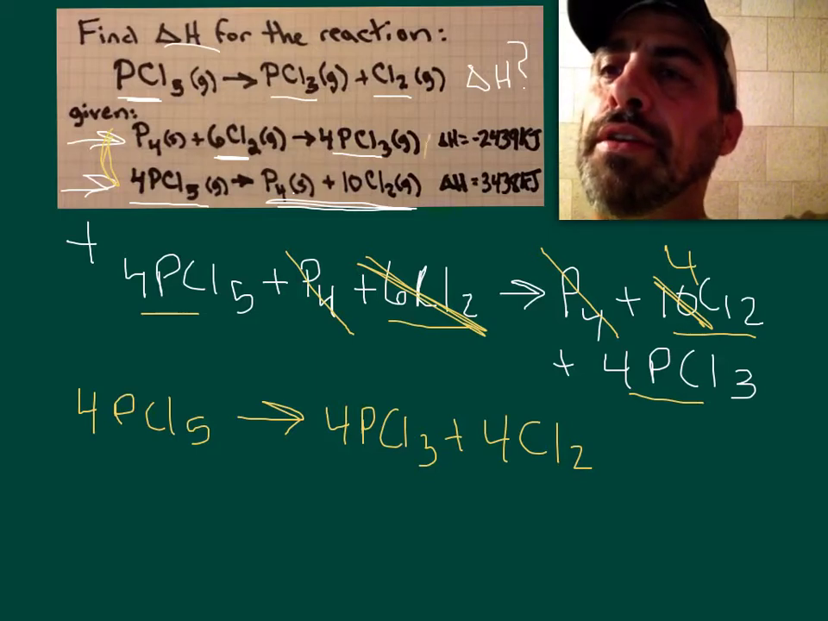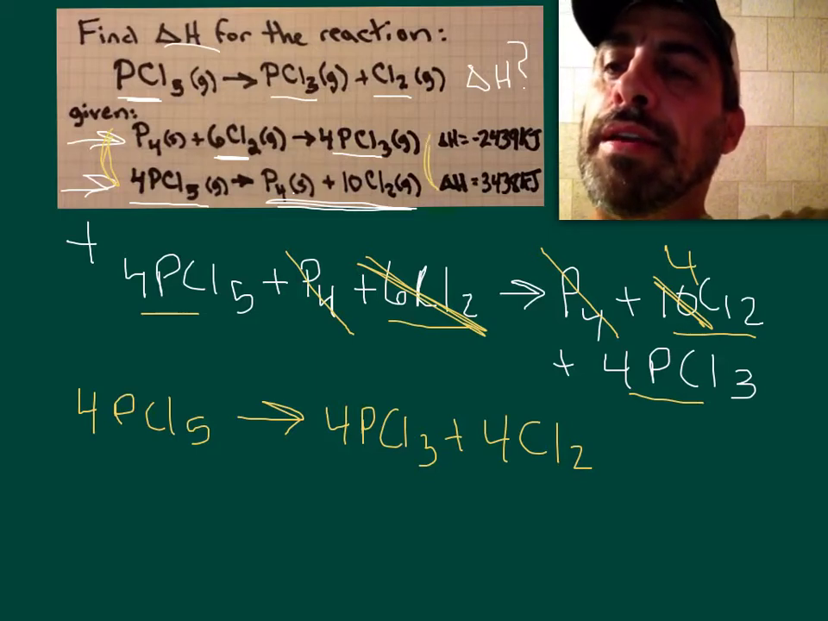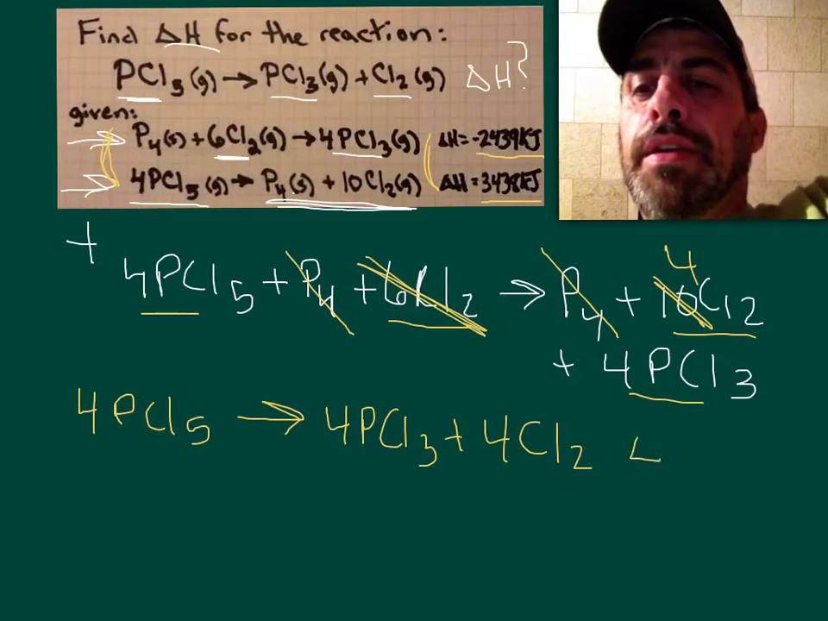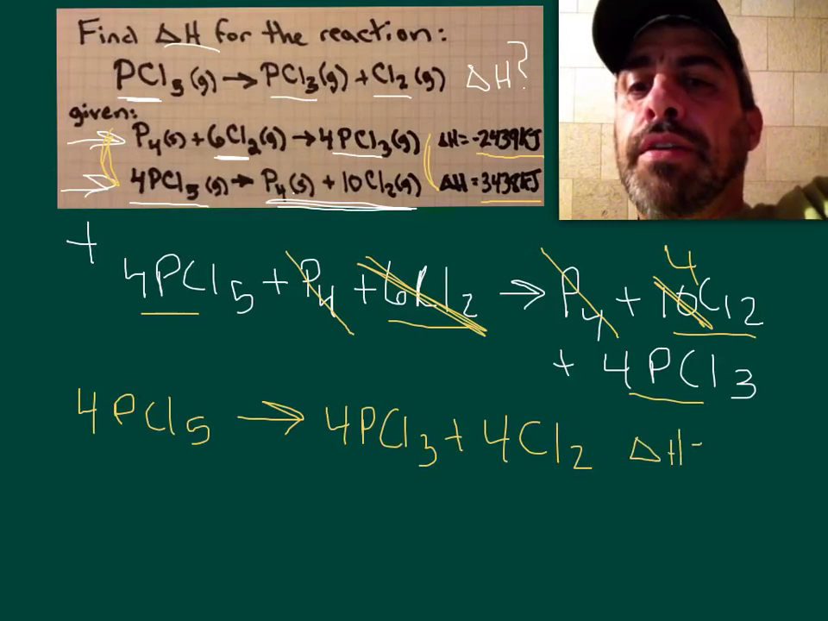So Hess's law says we should just be able to combine the enthalpy changes and get the delta H for the reaction. So if I add up negative 2439 kilojoules and 3438 kilojoules, I'm going to get delta H for this reaction of 999 kilojoules.